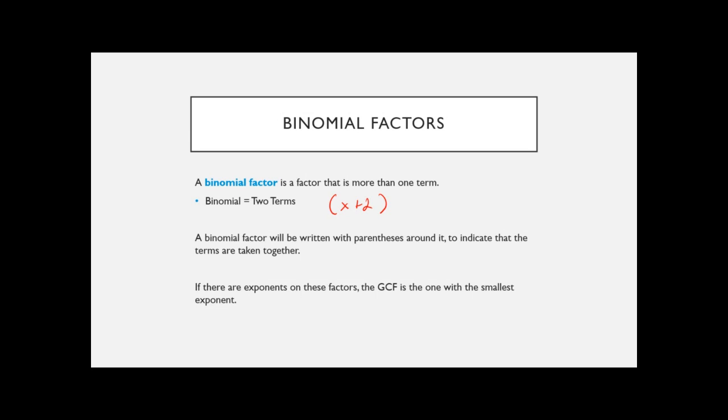And you may see things with exponents on these, like maybe you'll have an x plus 2 squared and an x plus 2 to the 3rd, and you'd want the one with the smallest exponent. But most of the time when you're doing the AC method, you're not going to have exponents on these. You're just going to have a binomial factor, something in parentheses that everything has in common.